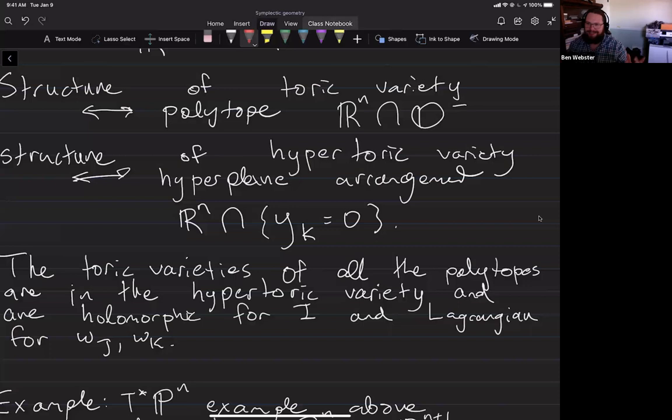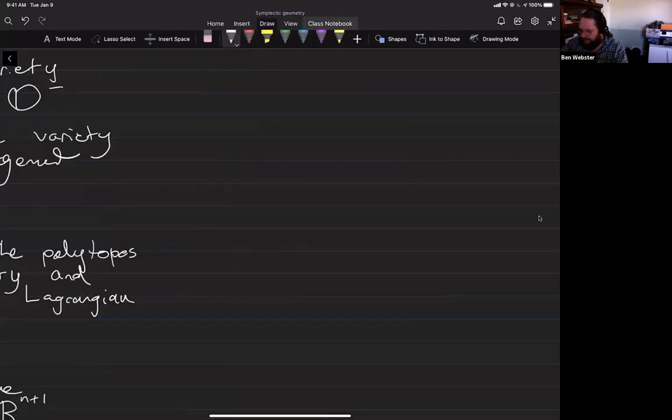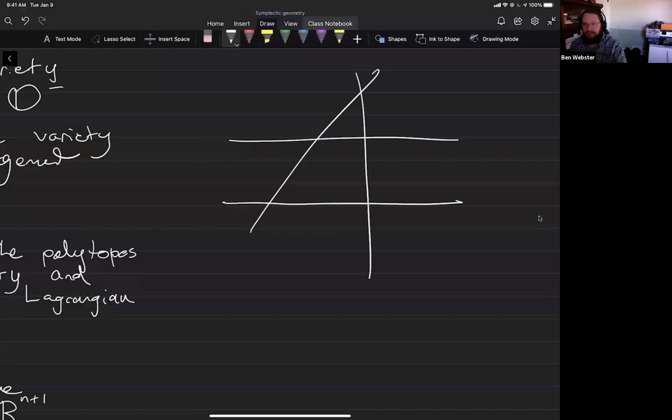I could do several lectures on the structure we get here, but one interesting thing to note is, if I have a hyperplane arrangement, let me draw a slightly more interesting example like this, then I see some polytopes. I see a polytope here and a polytope here, and those have corresponding toric varieties. So this one is CP^2, and this one is CP^2 blown up at a point.